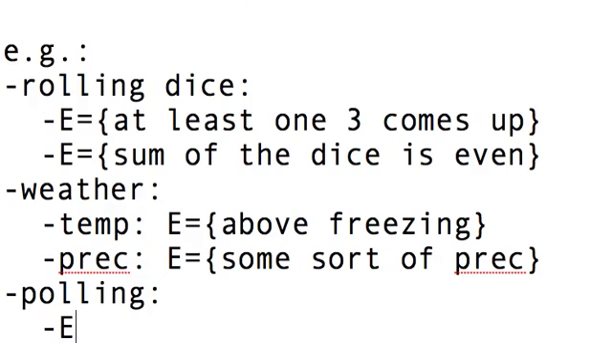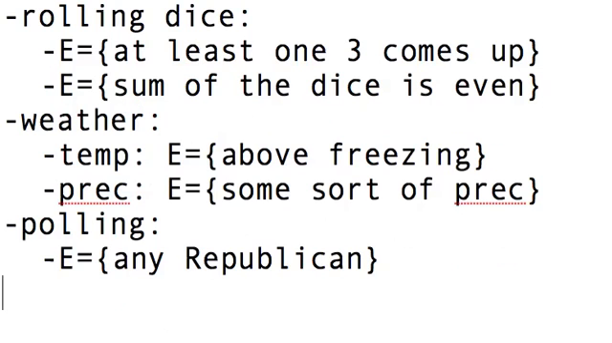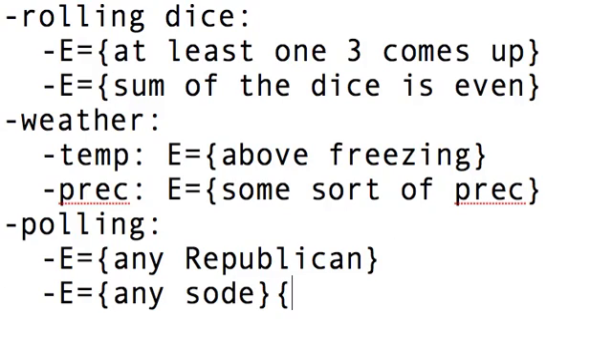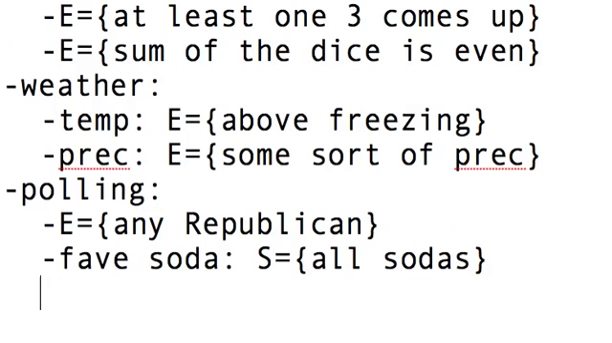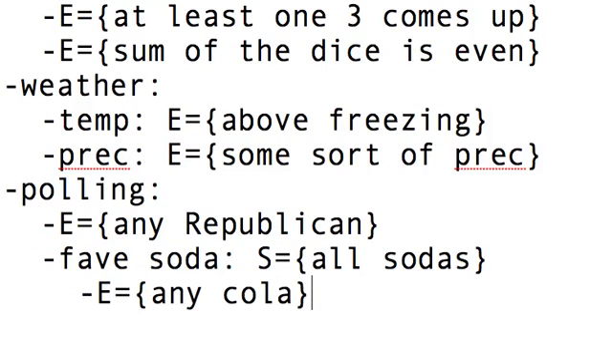And finally, polling. I could be asking something like, an event could be, I'm planning on voting for any Republican. Or the event could be, I like any soda. So, any Republican. Great. Let me modify this. Let's suppose the question is your favorite soda. So the sample space is all sodas. The event then could be any kind of cola. So your favorite soda could be any kind of cola. Another event F could be any fruit flavored soda, whatever.